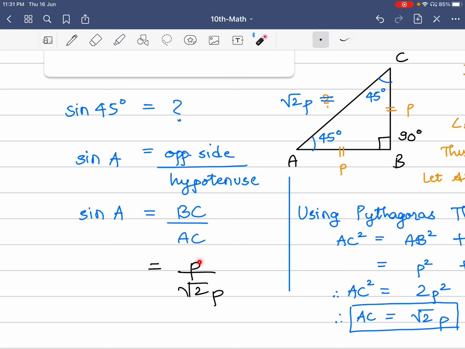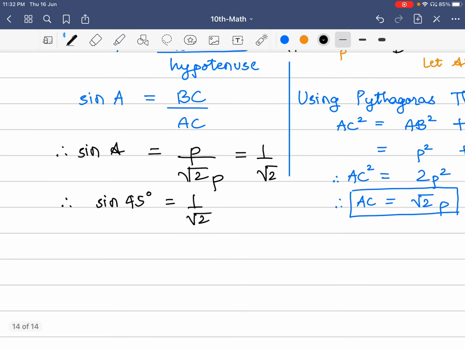Okay. So P and P will cancel each other, and that will be equal to 1 by root 2. Okay, therefore this is our sine of A is equal to 1 by root 2. But what is A? A is nothing but 45 degree. Therefore we can say that sine of 45 degree is equal to 1 by root of 2. This is our final answer. Sine of 45 degree is 1 by root 2.